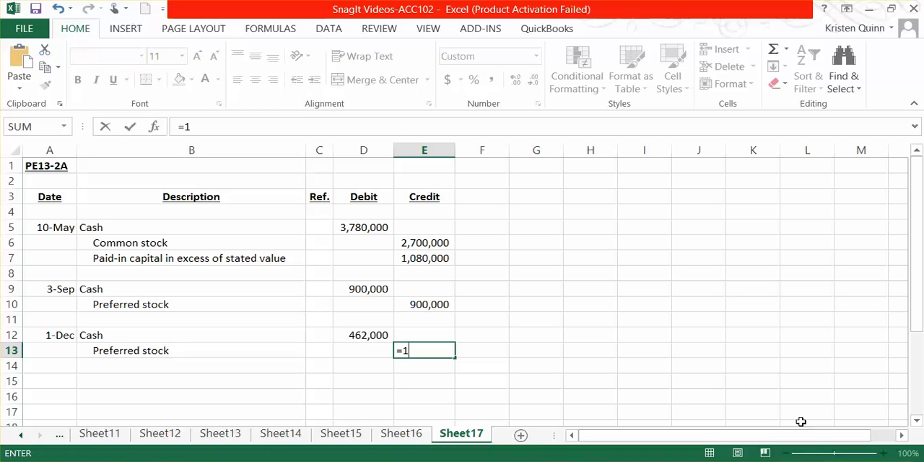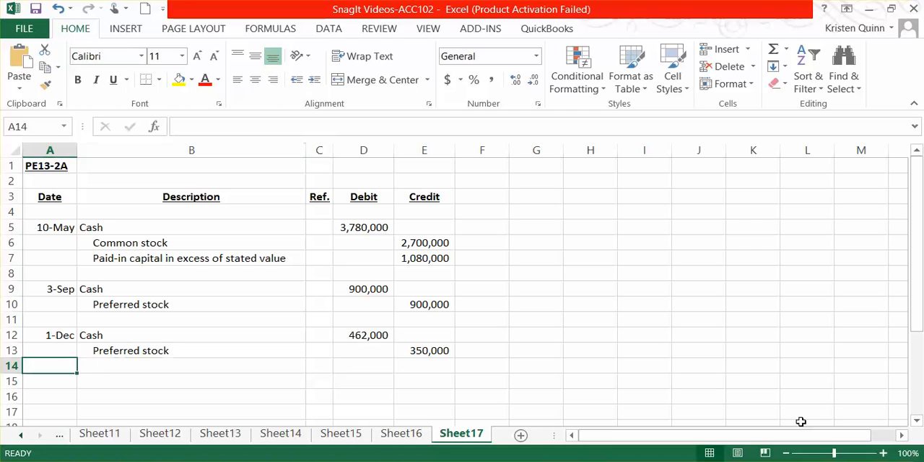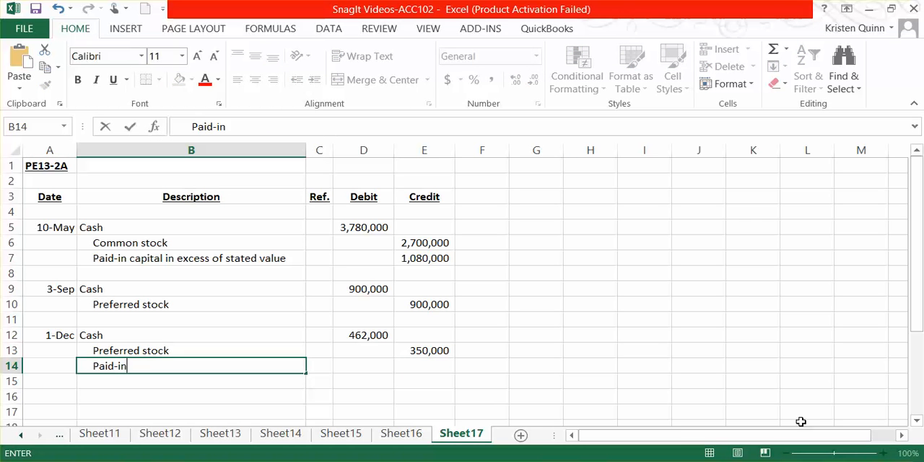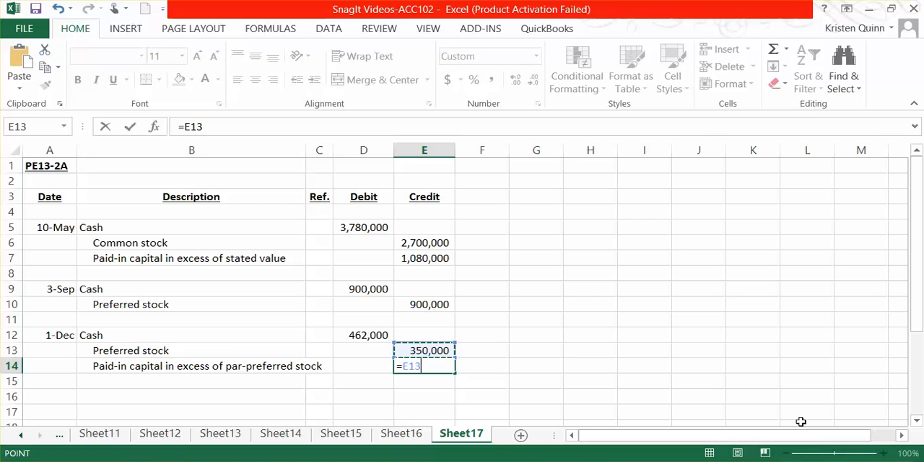We are selling 14,000 shares, and the par value of those preferred shares is $25 each. We can only credit our preferred stock account for $350,000, which means then that we have a paid in capital in excess of par on our preferred stock for the difference between the cash that was received and the total par value. Paid in capital accounts are also equity accounts, so they are credited to be increased.